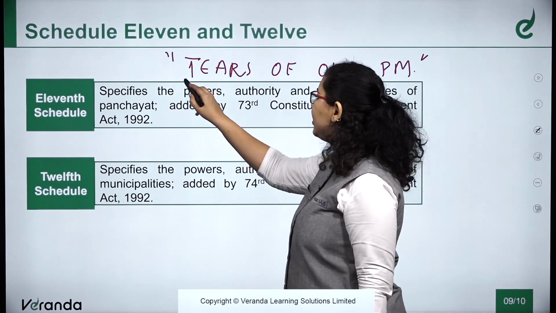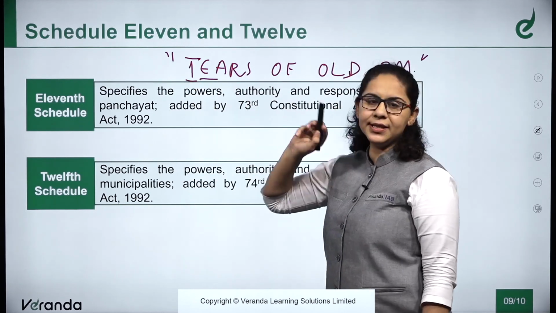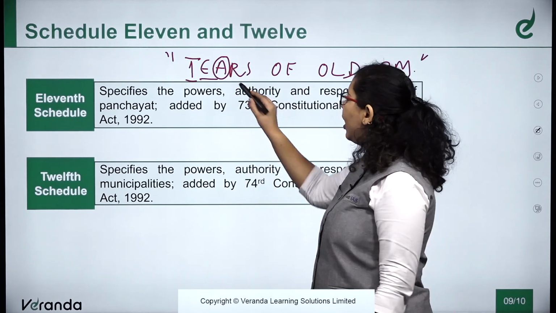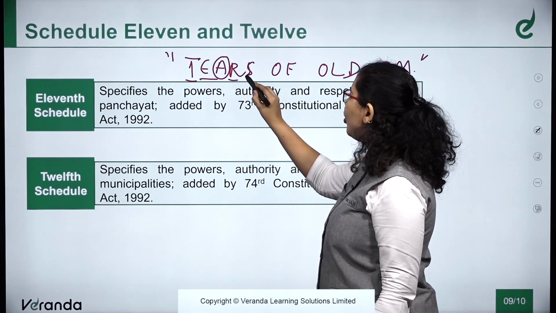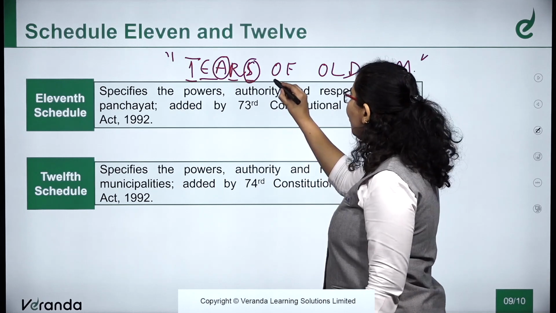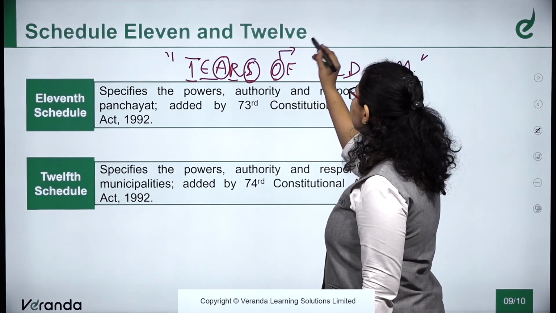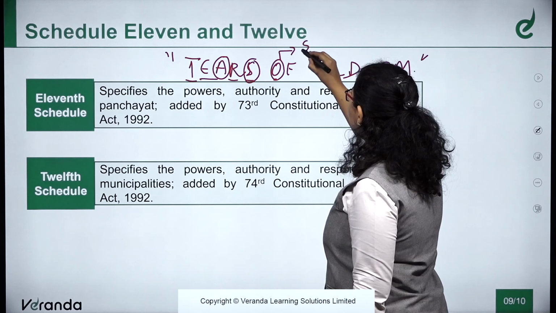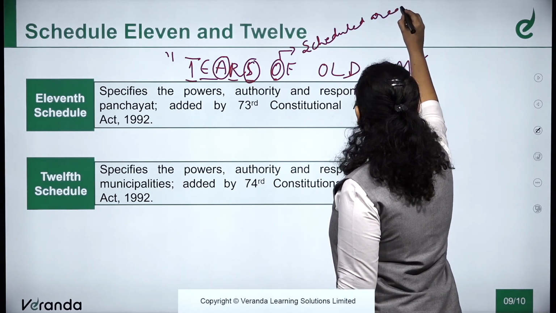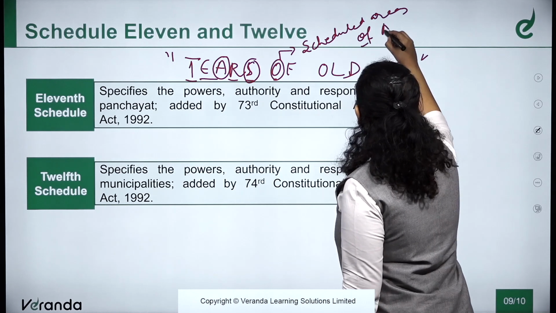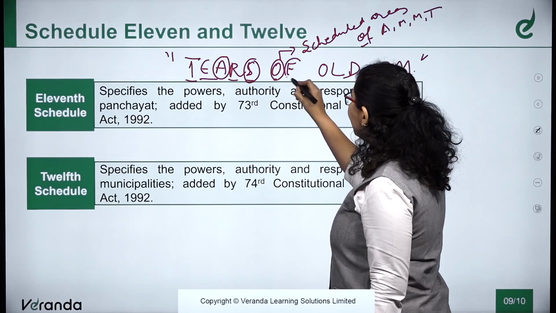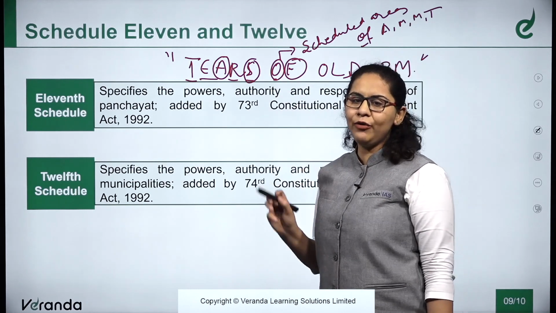T stands for territories, E for emoluments, A for affirmations, oaths and affirmations we talked about, R for Rajya Sabha, S for scheduled areas, tribal areas. O basically is you have to remember some of the scheduled areas, special areas from scheduled areas. Scheduled areas of Assam, Meghalaya, Mizoram, Tripura. F deals with federal structure of Indian Constitution.